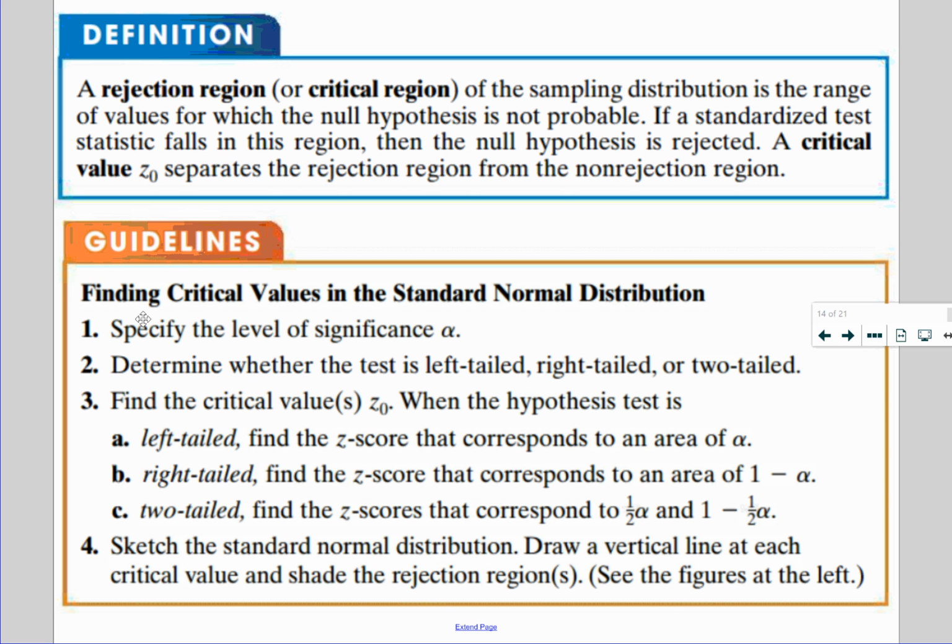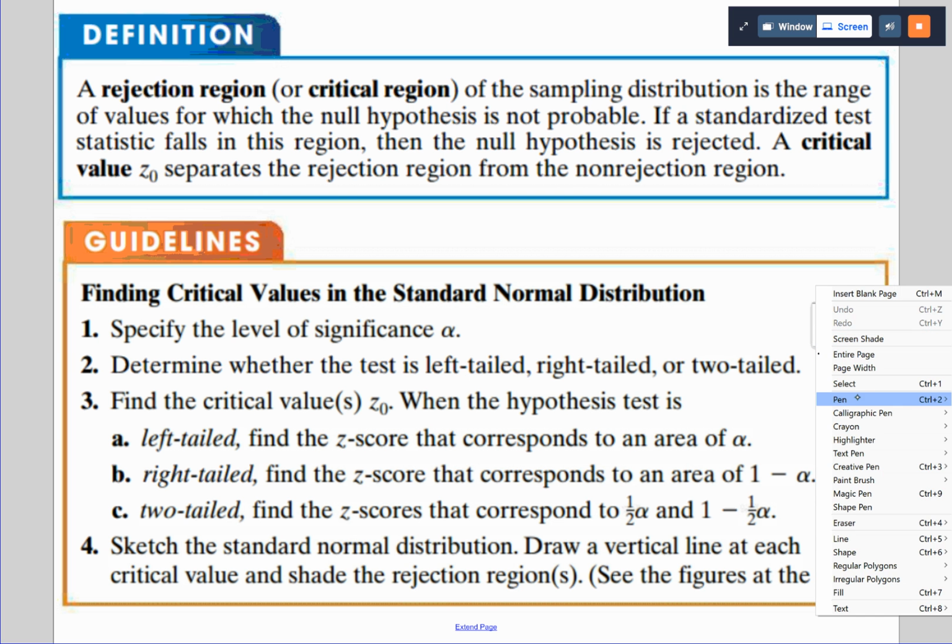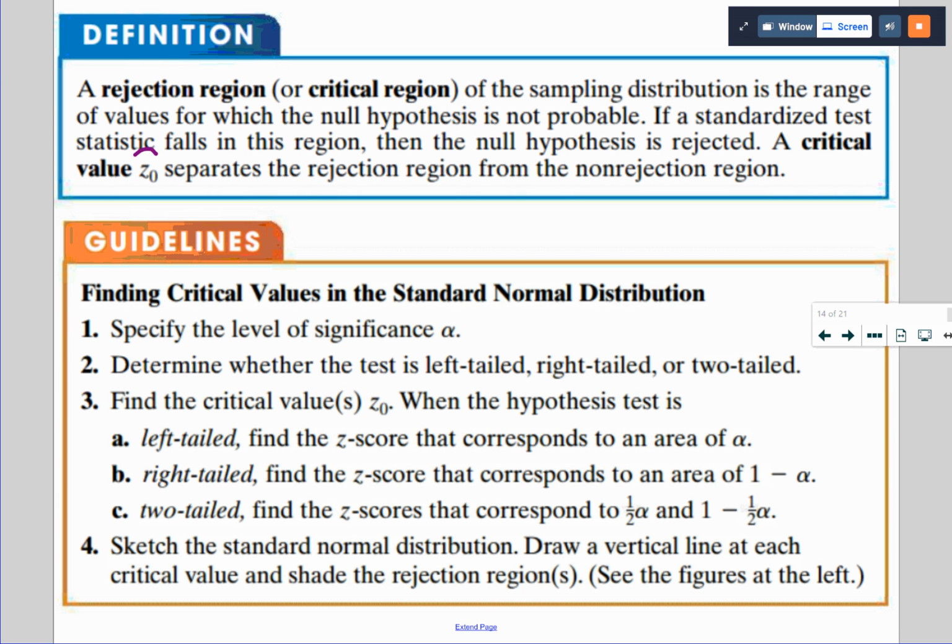All right, so a rejection region is pretty much going to be the regions in the tails when we're doing our tests. So if it's a left tail test, the rejection region is to the left of your z-value. If it's a right tail test, it's to the right of your z-value. And if it's a two-tail test, it's on either side. They're going to use a z sub 0 or a z null as the critical value. So if you're asked to find a z sub 0, that's the critical value, or the z-score that's going to separate the rejection region from the region where we do not reject the null hypothesis.